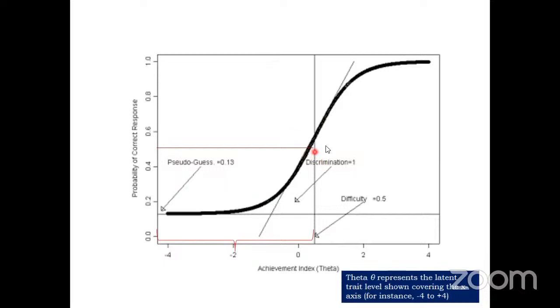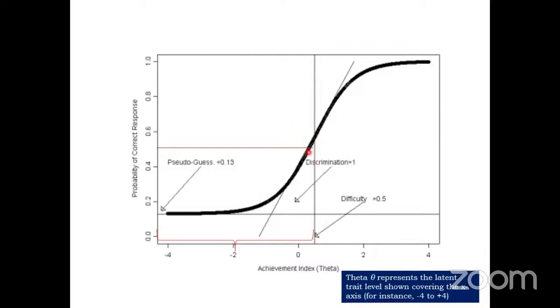Again, the discrimination level of any item is indicated by the slope of the curve. This straight line shows the slant of the slope. The steeper it is, the more discriminating the item is, and the flatter it is, the less discriminating the item is. So ideally we want it to be steep, which means this item will be able to discriminate among individuals having a lower trait level and a higher trait level.